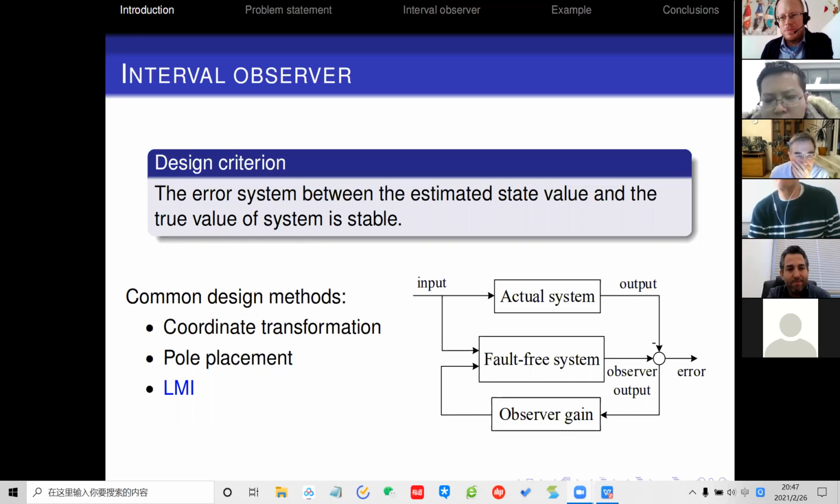Okay. The LMI is the most commonly used, and the other things could also be formulated as LMIs. These were just additional constraints that restrict your solution set a little bit further. Okay.